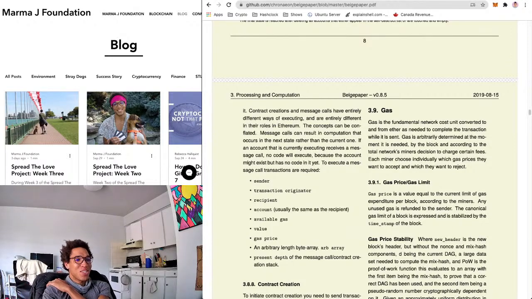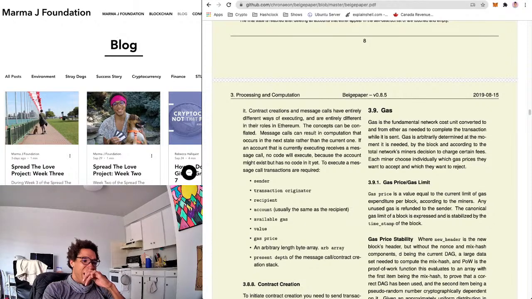Message calls can result in computation that occurs in the next state rather than the current one. That makes sense. If an account that is currently executing receives a message call, no code will execute because the account might exist but has no code in it yet. To execute a message call, transactions are required.